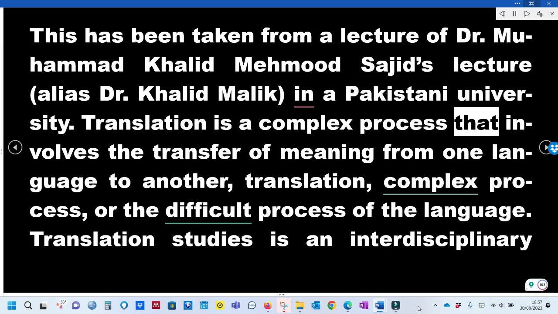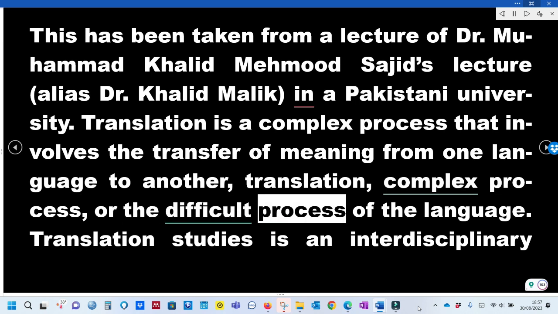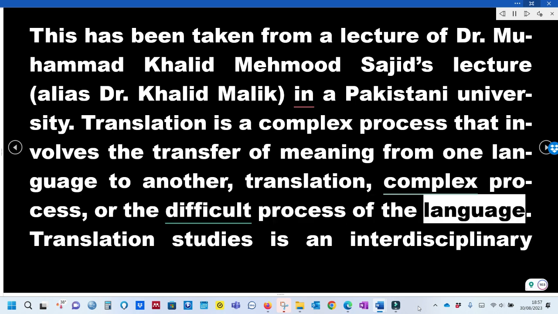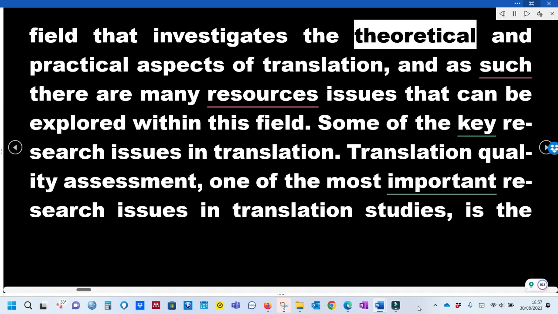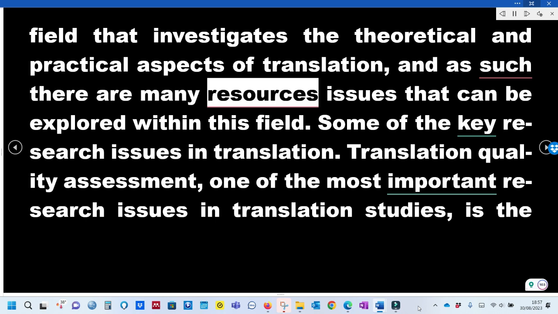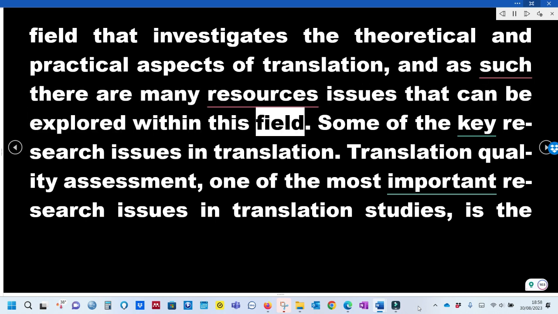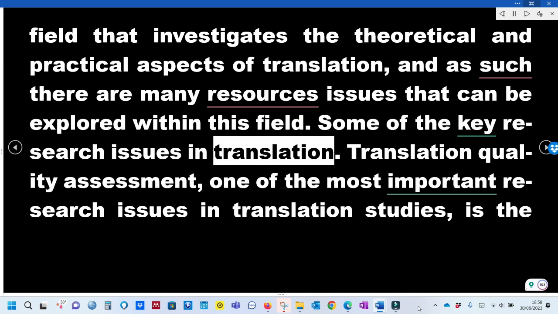Translation is a complex process that involves the transfer of meaning from one language to another. Translation studies is an interdisciplinary field that investigates the theoretical and practical aspects of translation, and as such there are many research issues that can be explored within this field. Some of the key research issues in translation.